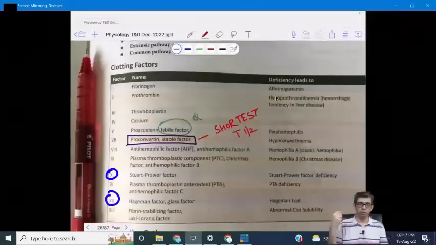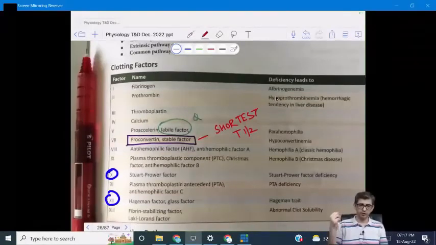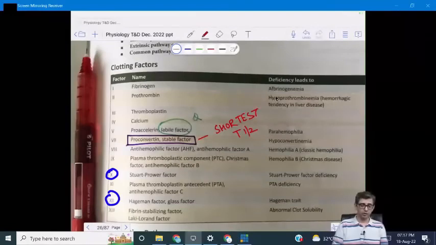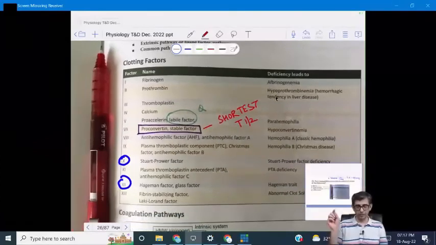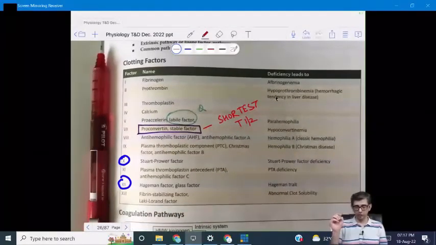Among 2, 7, 9, 10, the shortest half-life is of factor 7. Can you tell me which clotting factor has the longest half-life? Overall, tell me, not among 2, 7, 9, 10. The clotting factor with the overall longest half-life.